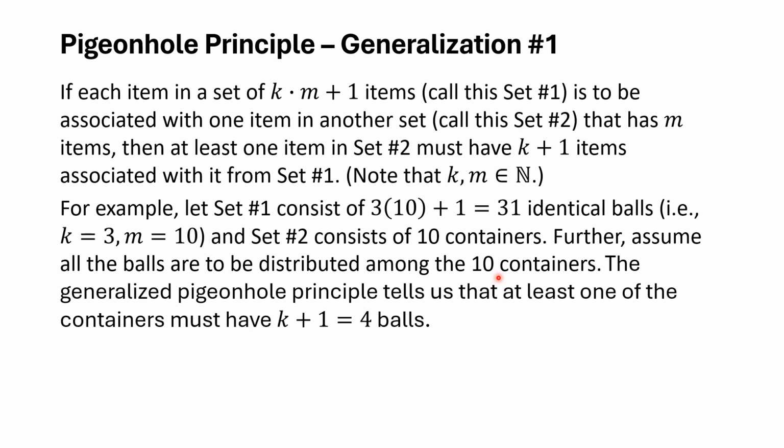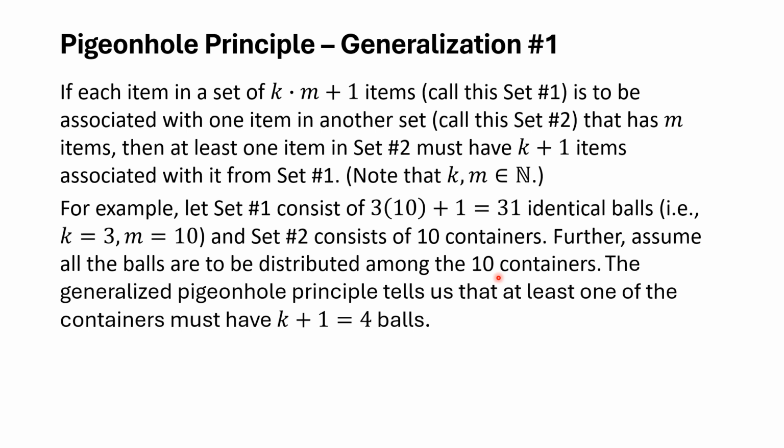So if we try to avoid having 4 balls in one of the 10 containers, how close could we get to doing that? Well, we could put 3 balls in each of the 10 containers, and then we would have had 30 balls distributed. And now we're forced with that 31st ball to put it in one of the containers, and that would give us 4 balls in one of the containers.